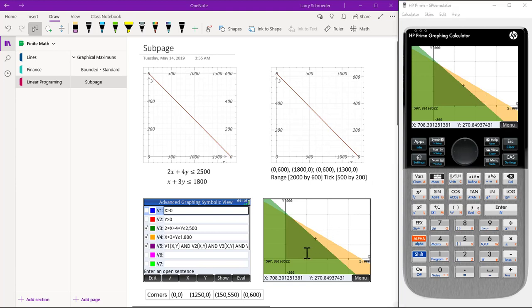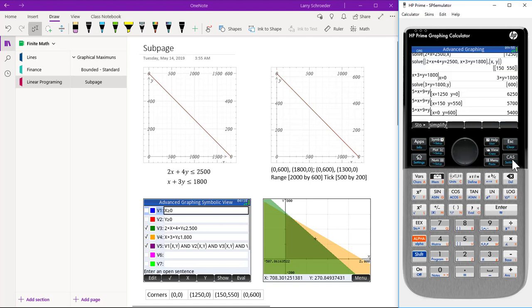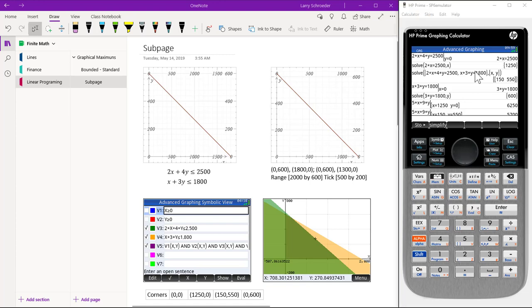We now need to figure out the corners of the graph of the overlap shaded area. One last comment about plot setup. Make sure that the label is checked so that you get the label shown on your graph. Let's now switch to the CAS screen and scroll all the way up to the top of our history. We use our CAS screen to help us come up with the corner points.